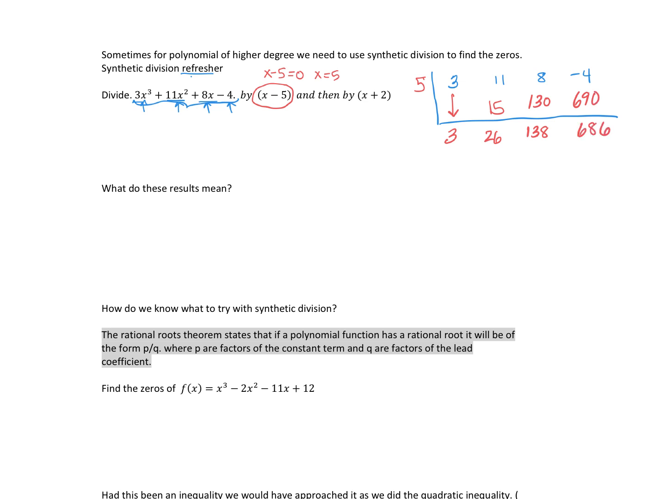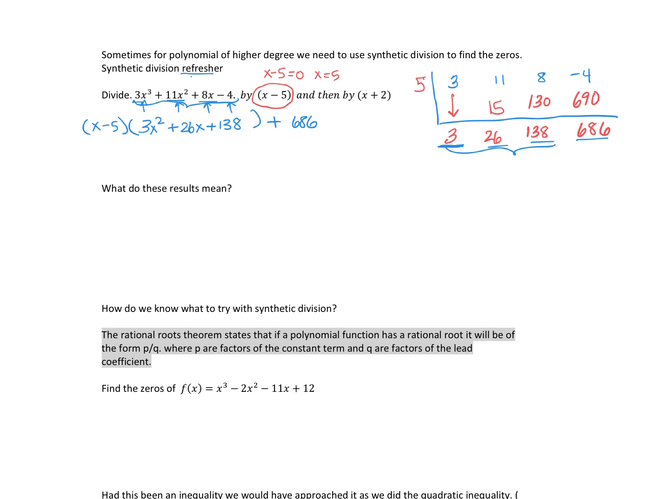So these numbers here are the quotient and the remainder. We could factor this polynomial as x minus 5 times 3x squared plus 26x plus 138, plus our remainder, which is 686.